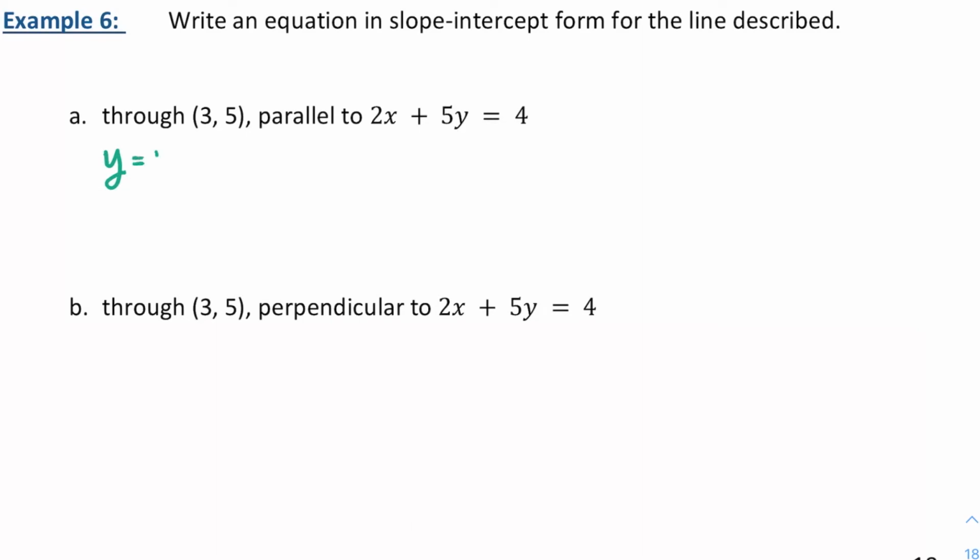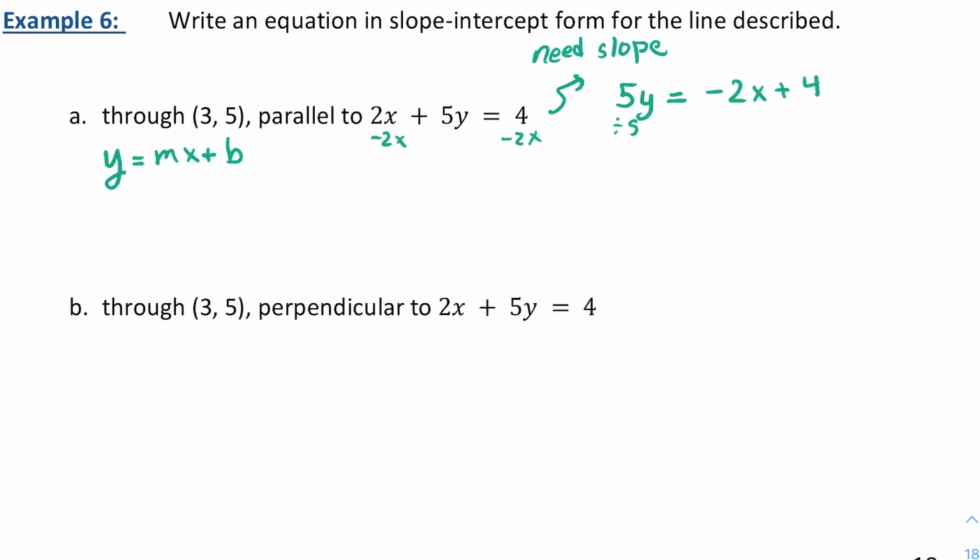So let's write some equations. I want a line that goes through the point (3, 5) and is parallel to 2x + 5y = 4. So I need to figure out the slope of 2x + 5y = 4, because my line that's parallel to it is going to have the same slope. So let's put that one in slope-intercept form.